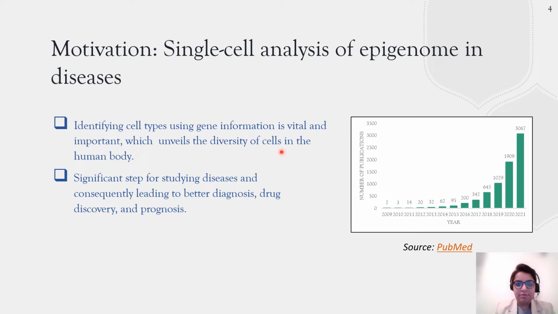Identifying cell types using gene information is vital and important, as it unveils the diversity of cells in the human body. It helps us to better understand a cell's function in its microenvironment. It is also a significant step for studying diseases, and consequently it leads to better diagnosis, drug discovery, and prognosis.